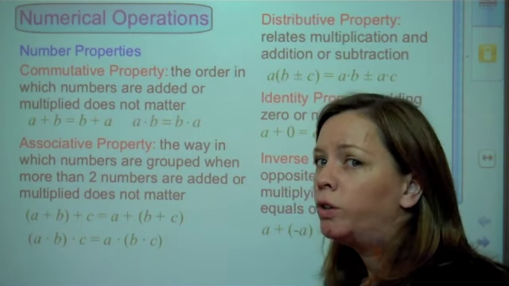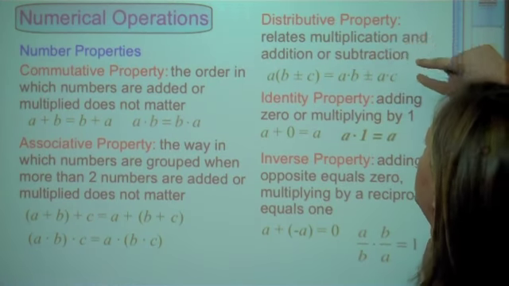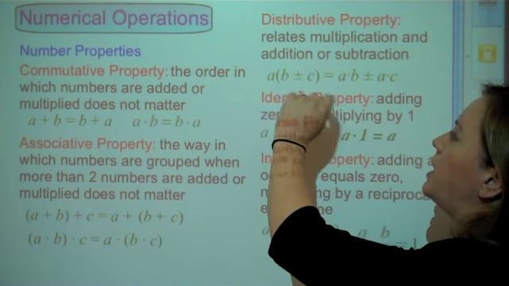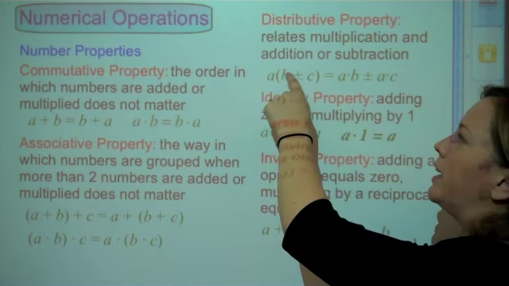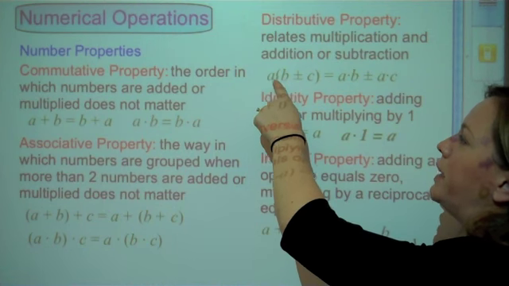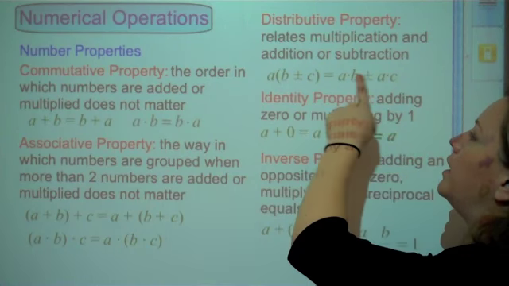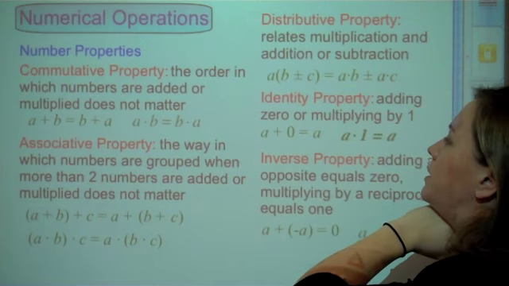Another property that I know you know is the distributive property. It relates multiplication and addition or subtraction. So let's look at how I've written this here. A times b plus or minus c. So that plus or minus has to go in order. So for example, a times b plus c would equal a times b plus a times c. A times b minus c would equal a times b minus a times c.